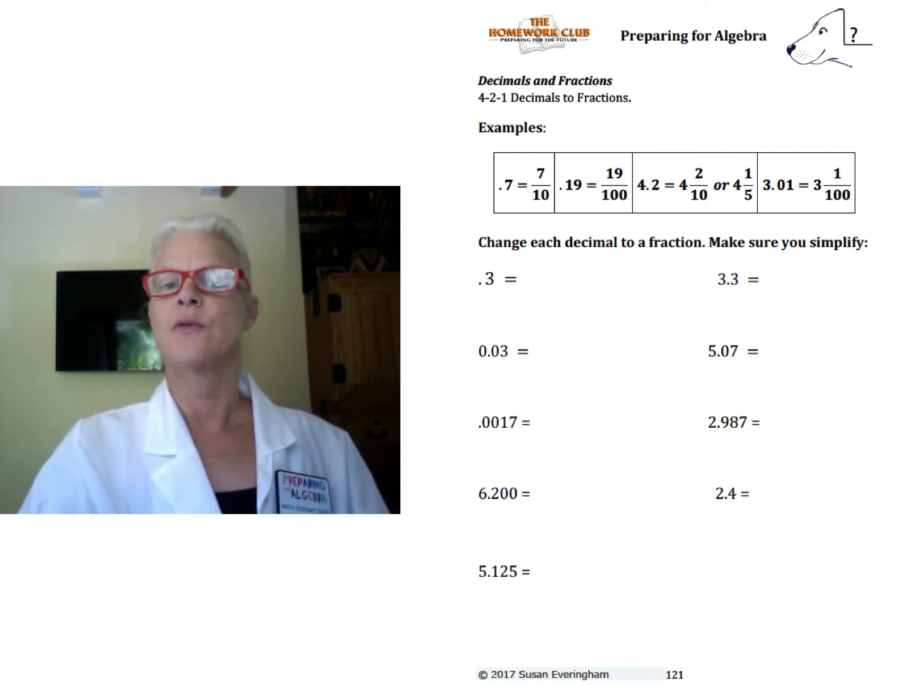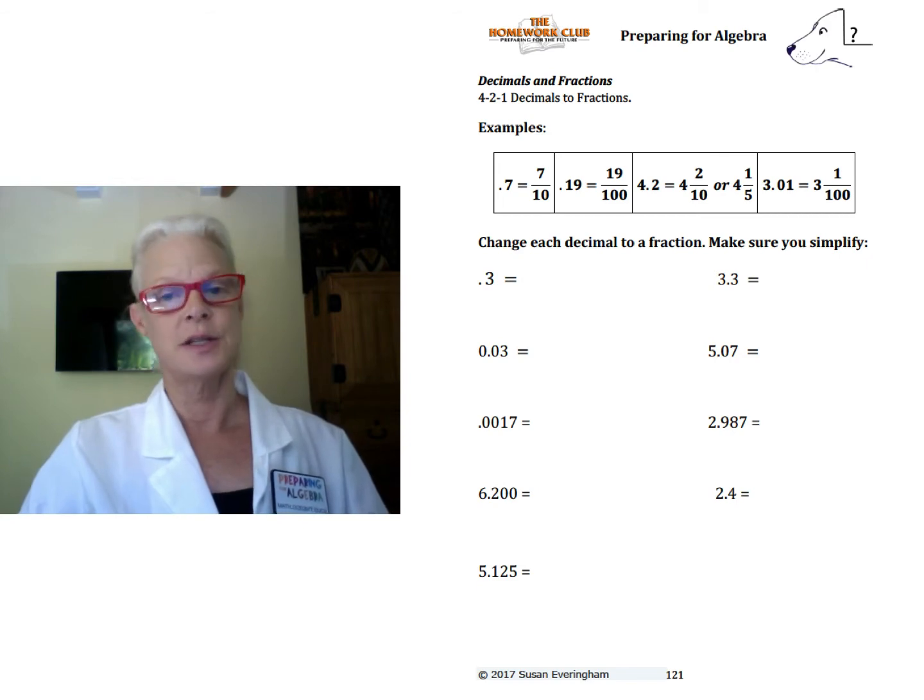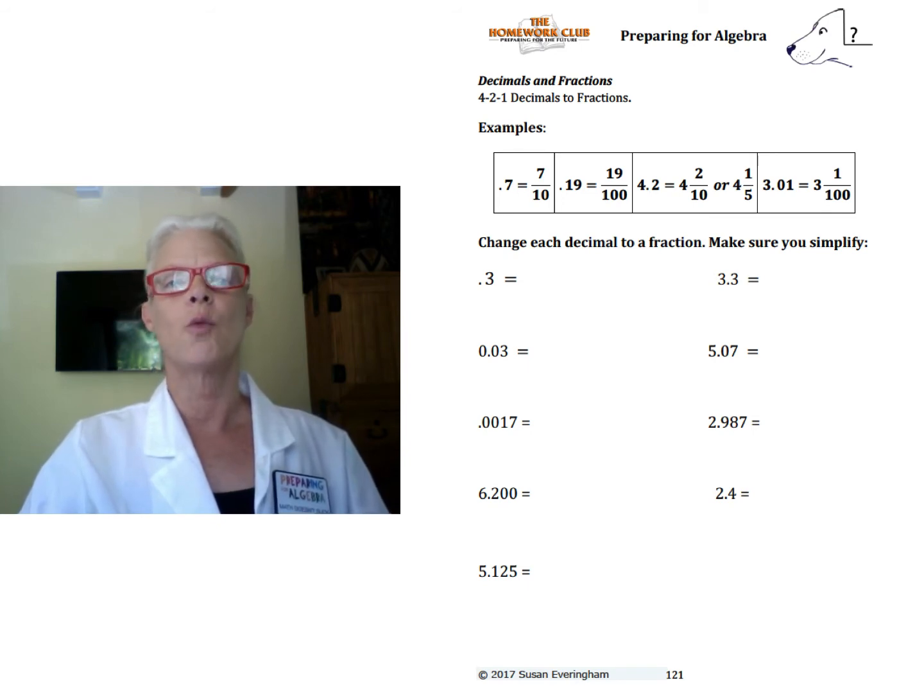4.2 is 4 2/10, or reduce down, which your teachers always want you to do, by the way, 4 1/5. Even if they say don't bother, go ahead and bother because it's really good practice. 3.01 equals 3 1/100, right? So change the decimals into the fractions and make sure you simplify.